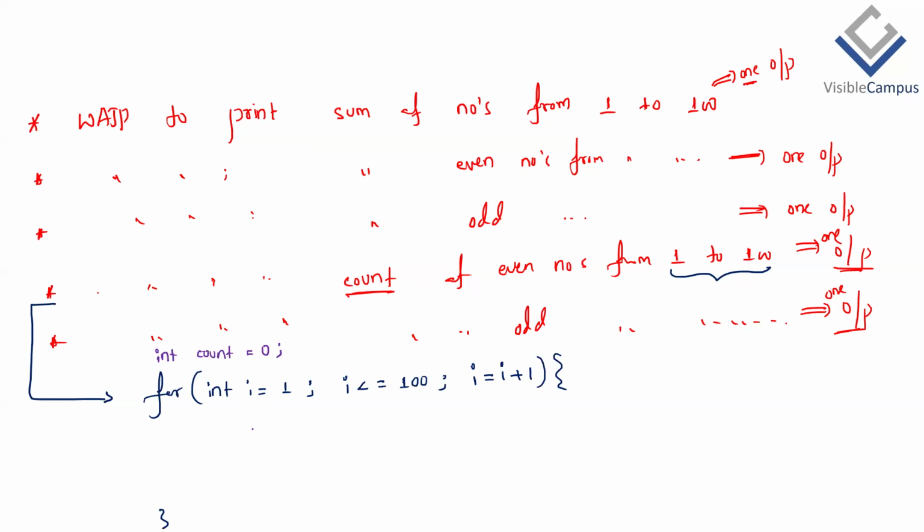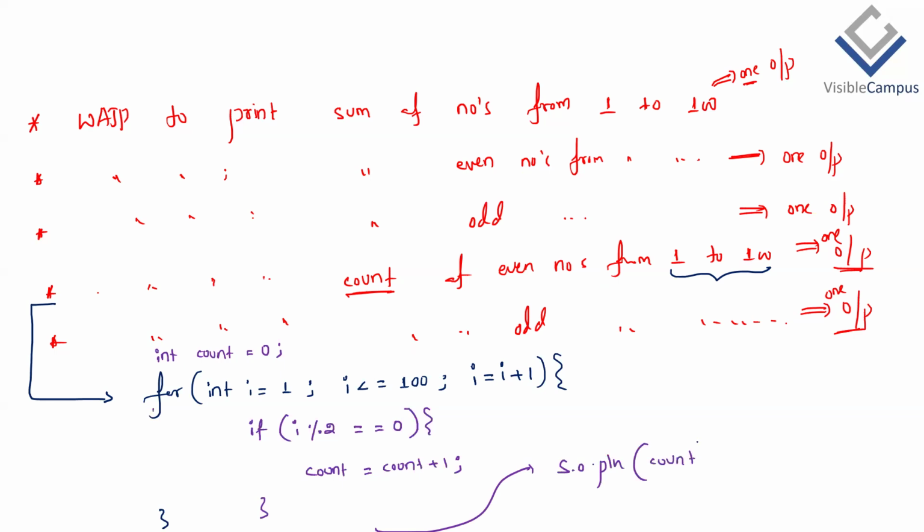Then what is the condition? If i mod 2 double equals 0, this means it is even. Then what to do? We have to add 1 to the count value every time this condition is true: count equals count plus 1. Then outside the for loop, System.out.println, print which variable? The count variable. That's all, this will print the count. Similarly, if it is not equal to 0, that prints the count of odd numbers as well.